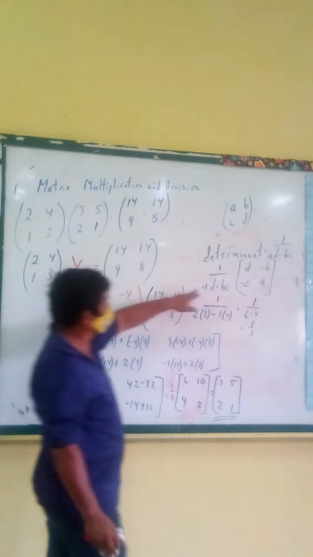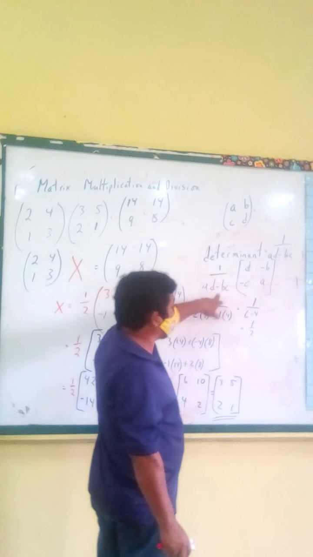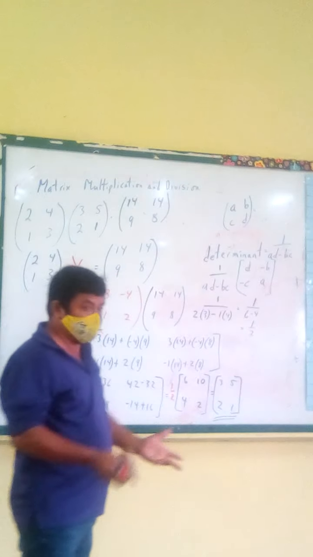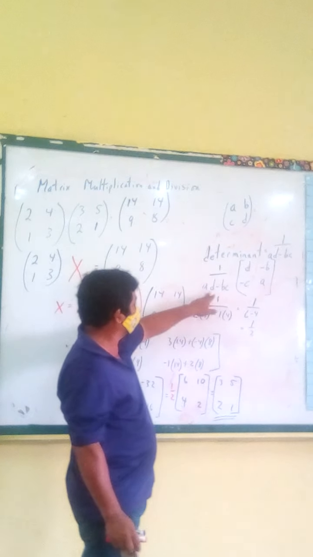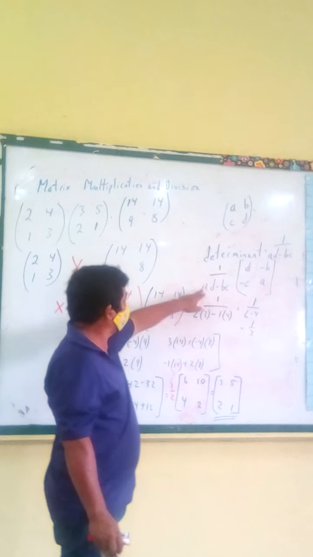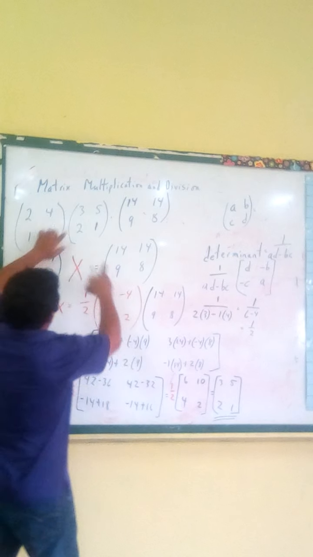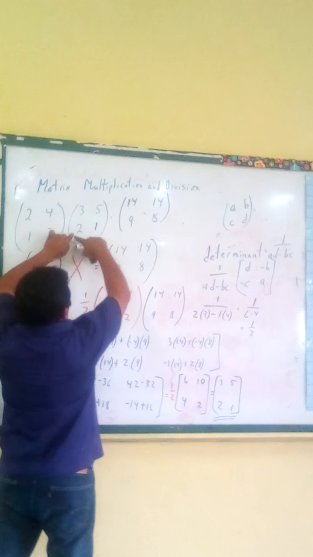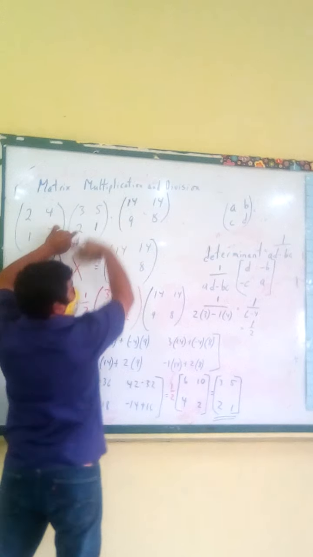This is the determinant. Alright? They're going to ask you for this. What's the determinant? You will need to give this value. Alright? Remember how I get this. I interchange them and then I subtract by multiplying these two.